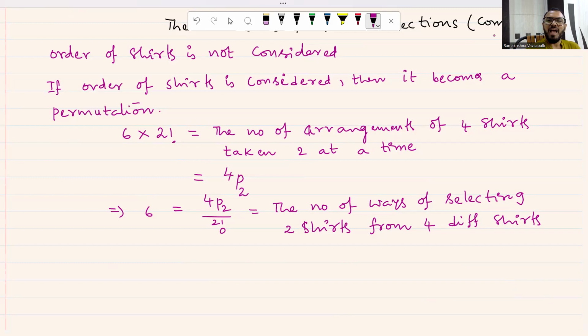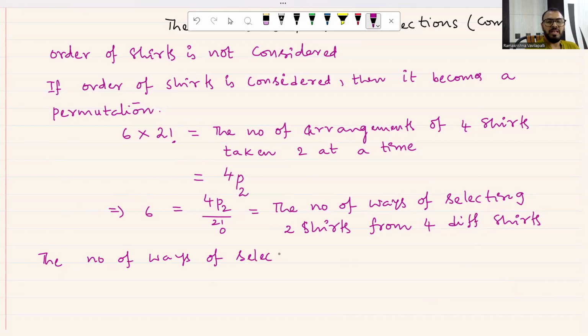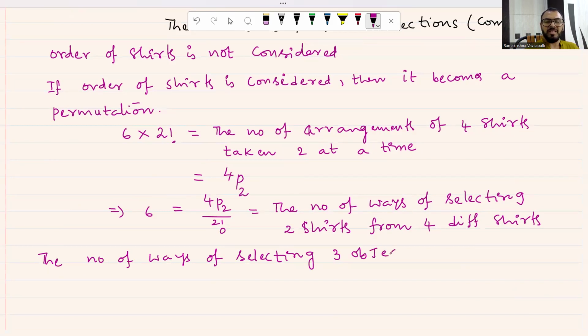So similarly, I can write that if I increase the number of shirts, the number of ways of selecting three objects. Okay, instead of shirts, I am taking three objects from five distinct objects.